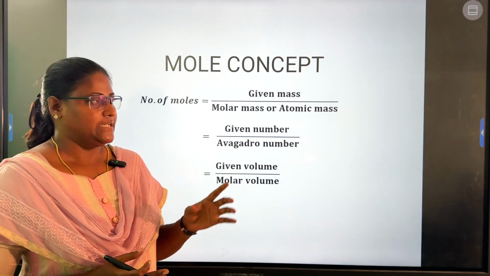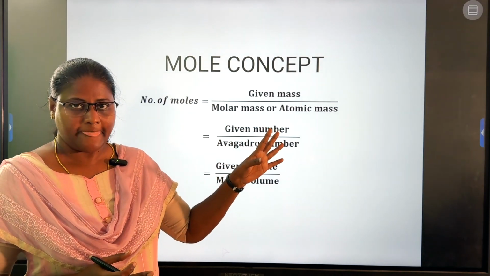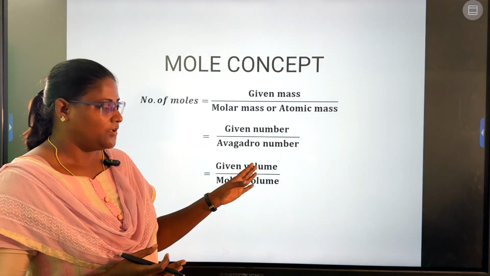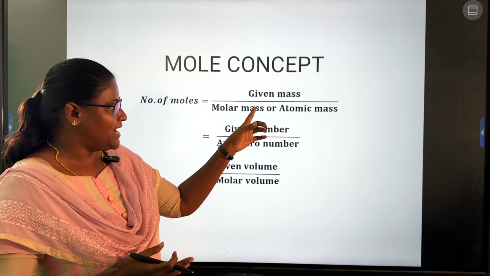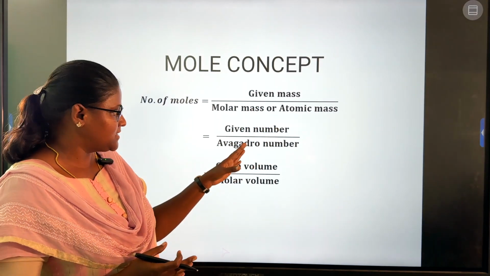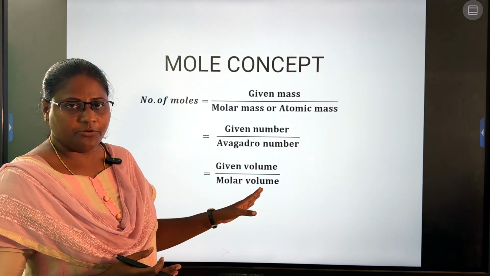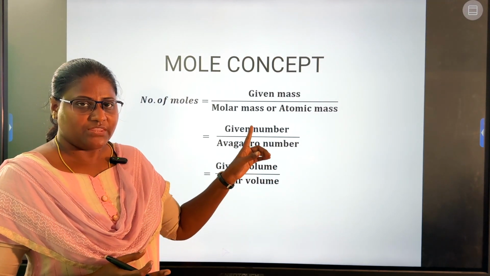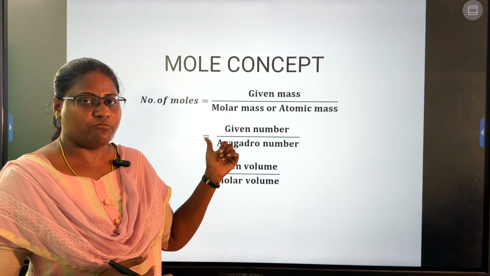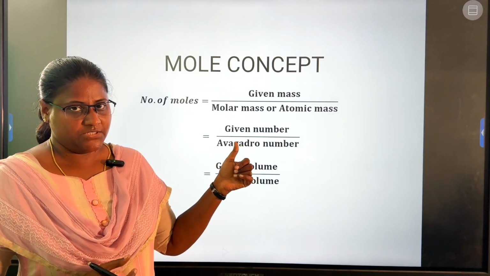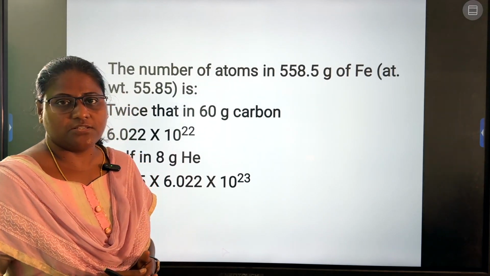So mole concept, you know the formula: the number of moles of any substance can be calculated using the mass, the given number, or the volume. It is the given mass divided by the molar mass or the atomic mass, the given number divided by the Avogadro number, and the given volume divided by the molar volume. These terms will give you the number of moles, and using the number of moles we can solve many problems, which are frequently asked in most competitive examinations. So we will try to solve some of the problems.